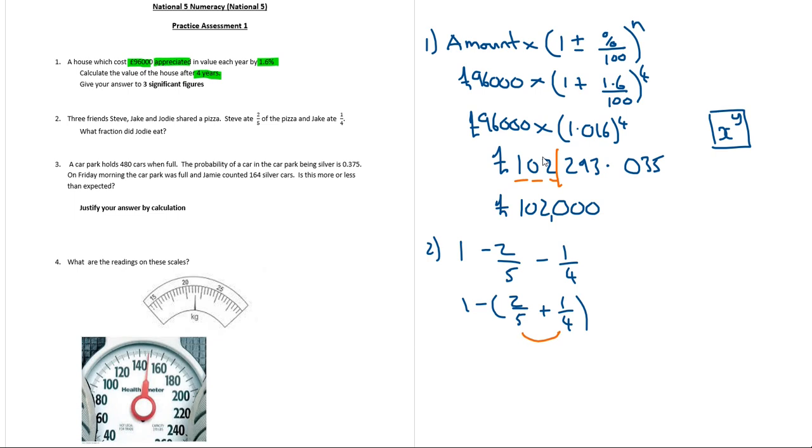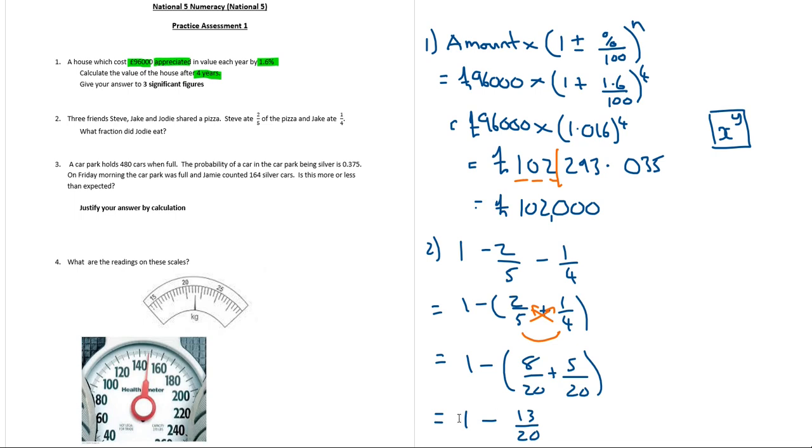Well, I have to make a common denominator by using smile and a cross. So a smile just means I'm going to multiply the 5 and the 4. So I should really put my equal signs there. Apologies. It's quite late. So there's 1 takeaway. And I'm going to do 20 and 20, because 5 times 4 is 20. 4 times the 2, this is the cross, gives me 8, and then 5 times the 1 gives me 5. So that means I've got 1 take away 13 20ths.